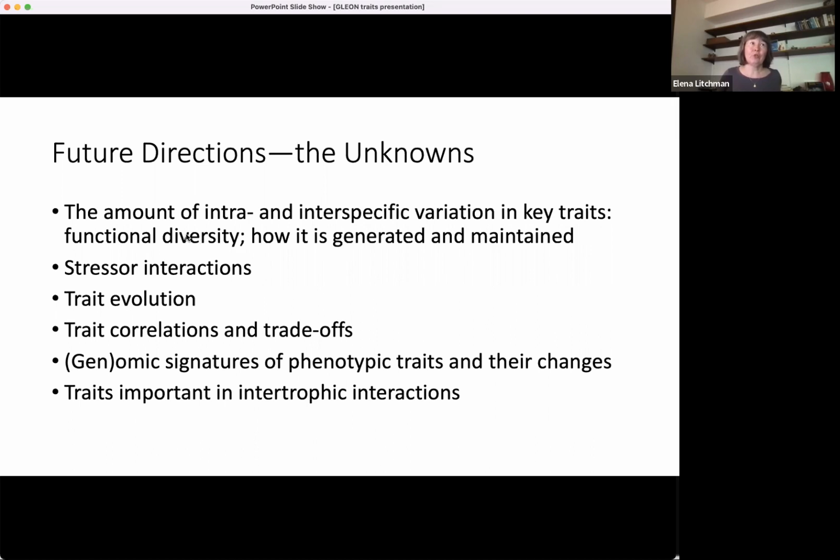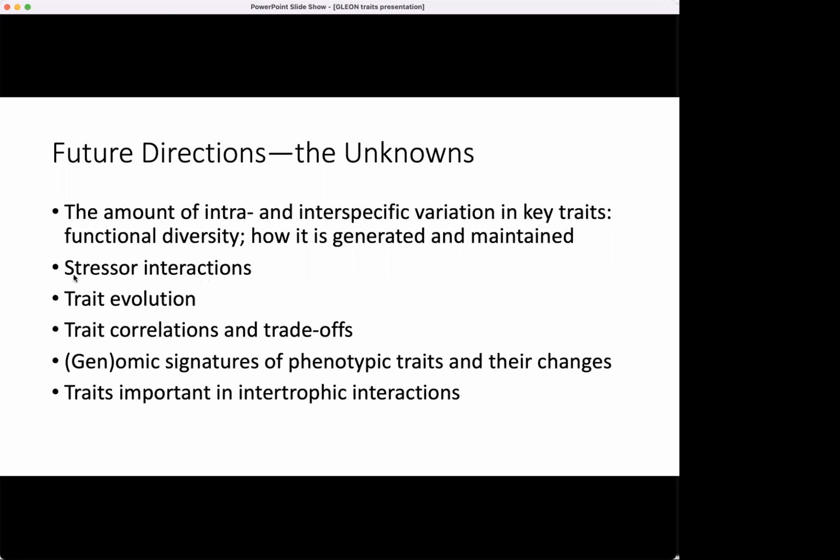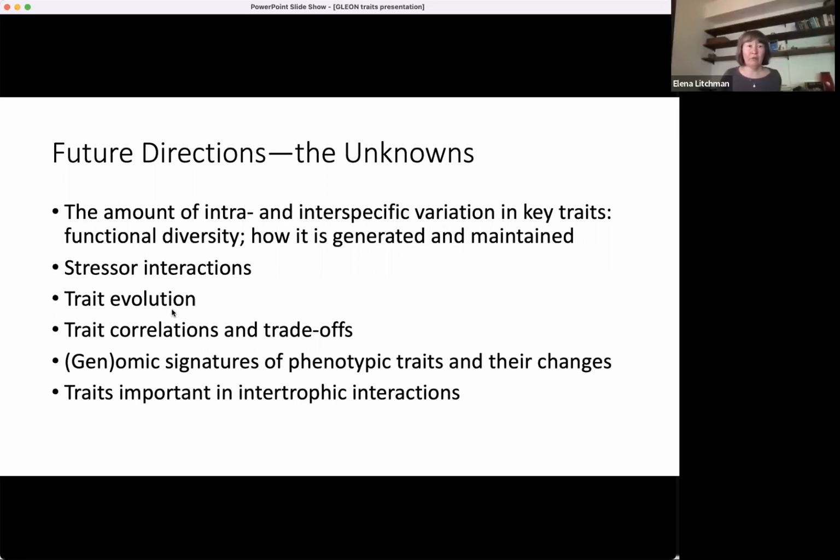And we can measure traits either in the lab, in the field, or we can derive traits using various techniques from the environmental distributions of different species. And then looking at stressor interactions and how traits may change depending on those interactions is another frontier. Then thinking how traits can evolve, because of course they are not fixed in space and time. And the potential for trait evolution is really important for our predictive capabilities.